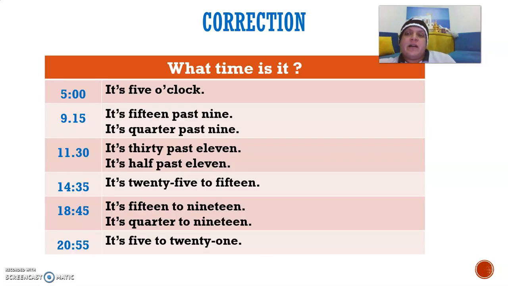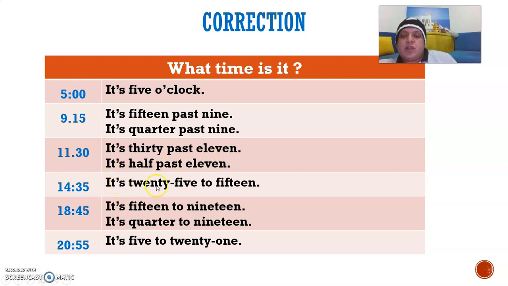Look at this. Now example number 1 is 5. It's 5 o'clock, or just it's 5. Here we have 2. We can tell time here in 2 ways. It's 15 past 9, or it's quarter past 9, since 15 is the same as quarter. Okay. Here we have it's 30 past 11, or it's half past 11.